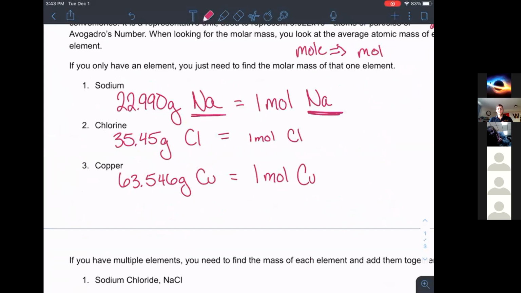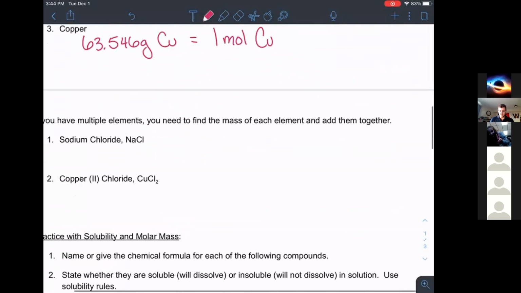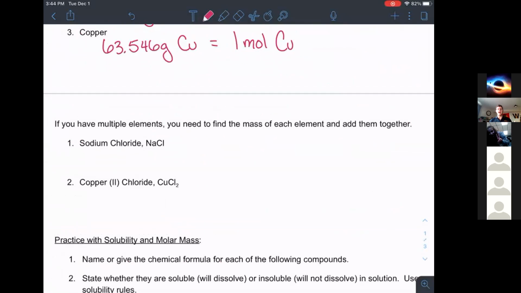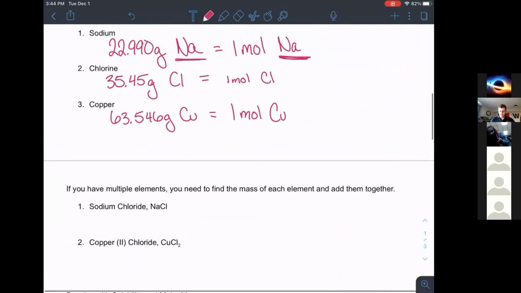Are there any questions on how we got those numbers? All right, let me just have one more thing to practice before you do some practice on your own, and that is going to be down here. If you have multiple elements, so a compound, you need to find the molar mass of each and then add those elements together. We actually just found all of those molar masses. So let's look at sodium chloride first. We need to find the molar mass of sodium and the molar mass of chlorine, and then we're going to add them together.